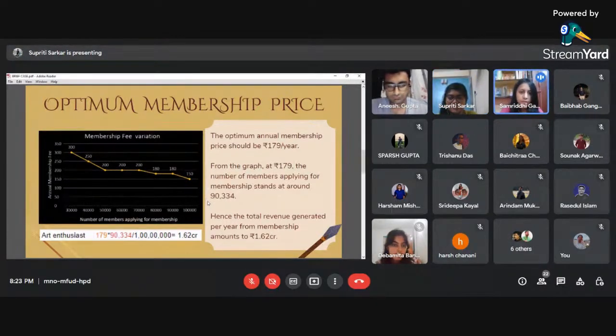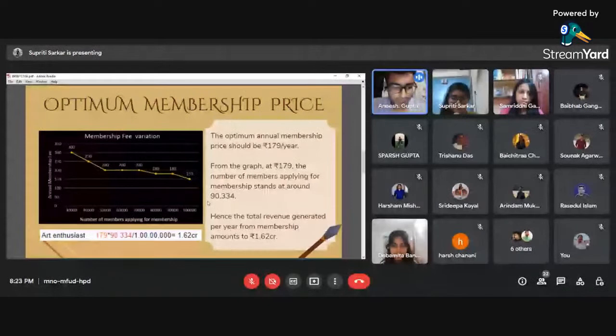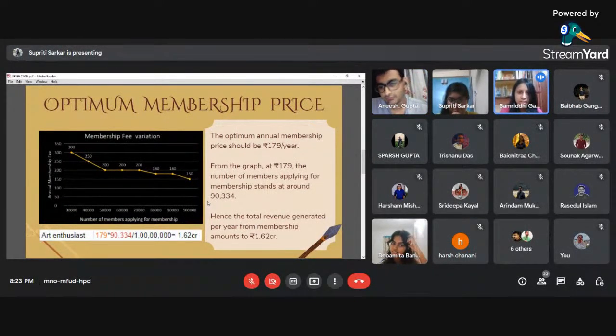Just take me to the previous slide. Where is the anomaly in the graph? Where is the anomaly at 179? No, not at 179. You could see that at the 180 membership price, there are two points in the number of members applying. So we decided to avoid that and went for the nearest figure, 179. So it's more of a psychological perspective that you are taking at 179, because at 180 it can happen that both 80,000 and 90,000 members will be applying for the membership.